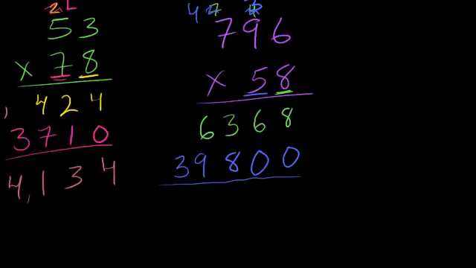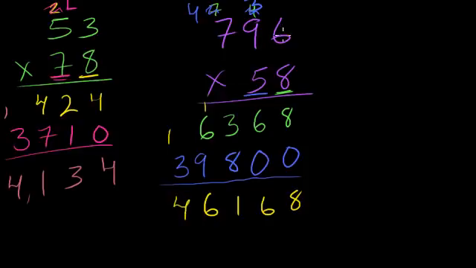39. Now we're ready to add. 8 plus 0 is 8. 6 plus 0 is 6. 3 plus 8 is 11. 1 plus 6 is 7. 7 plus 9 is 16. And then 1 plus 3 is 4.